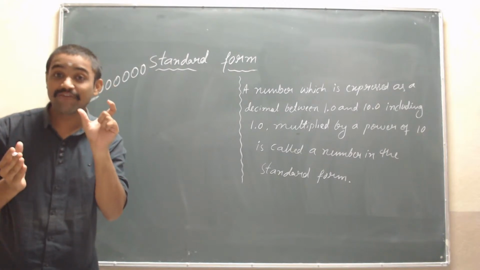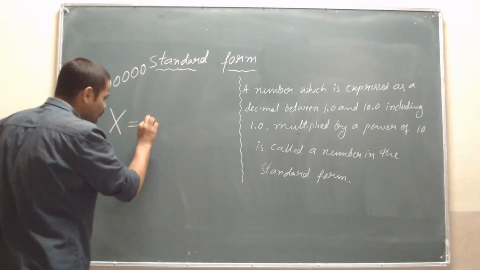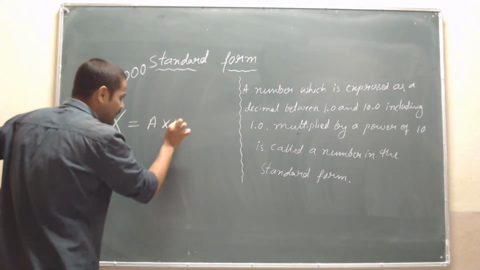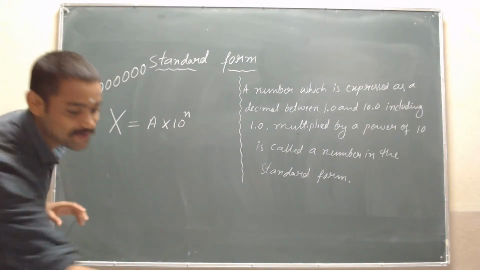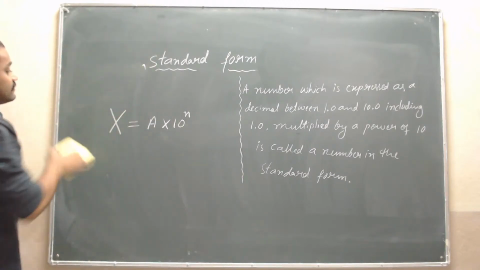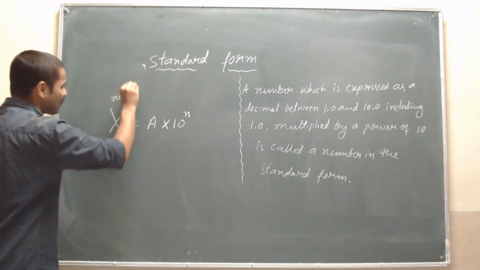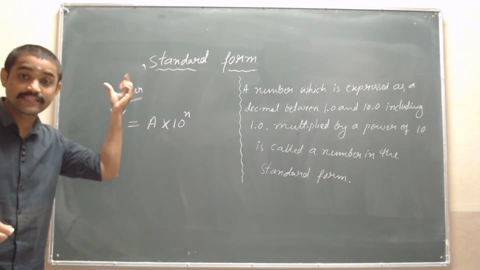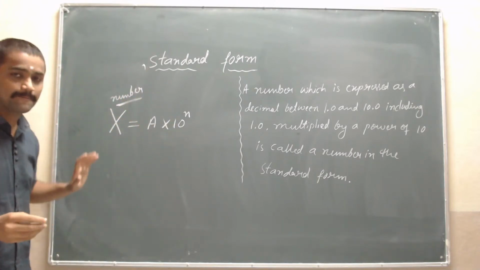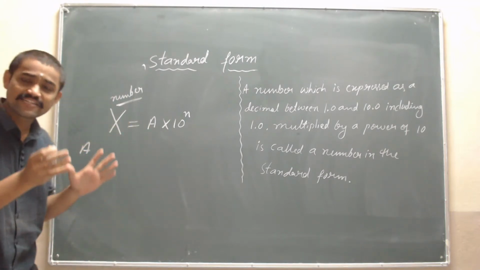For that we have a general equation, that is x is equal to a into 10 to the power of n. Just wait, I will explain. X is nothing but a number, whatever it may be, 23 lakh or 23 crore, whatever it may be. That's the number. And a is also a number.